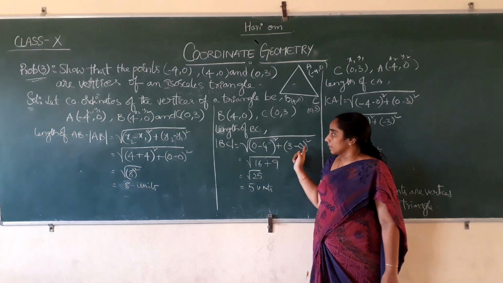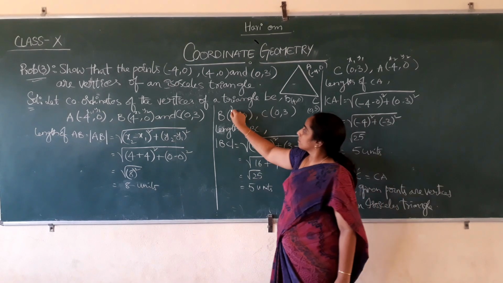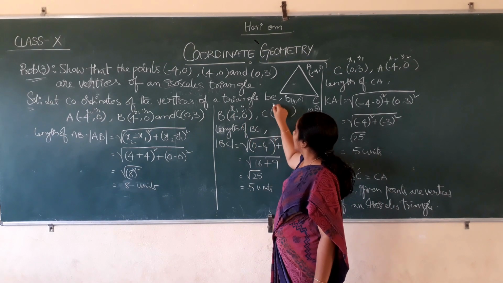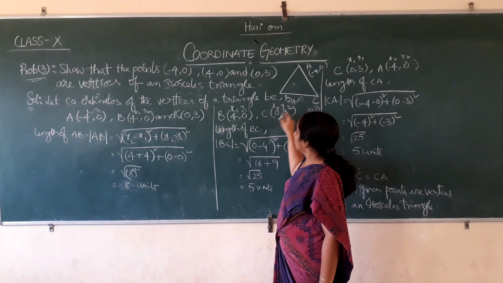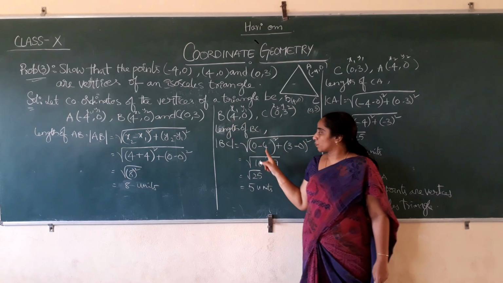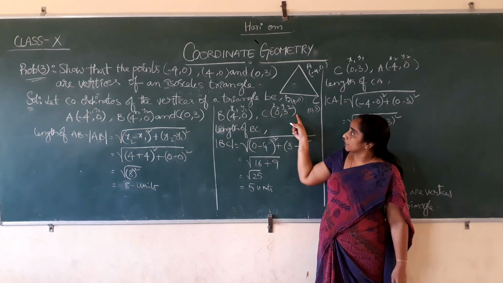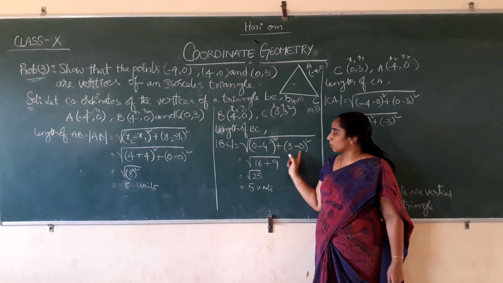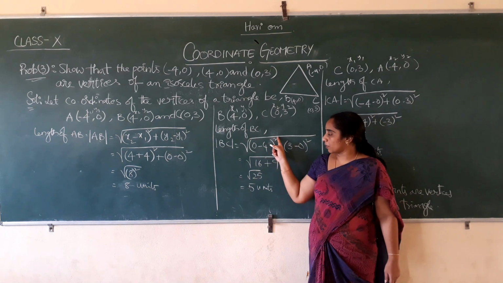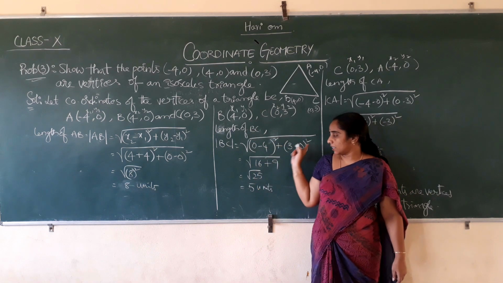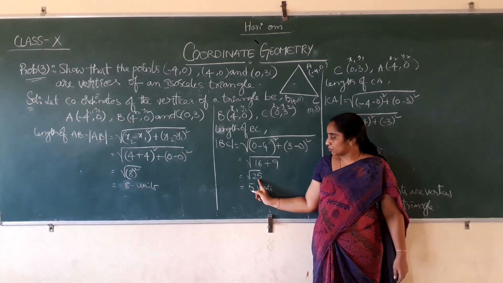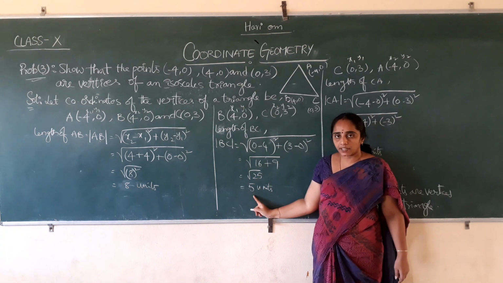Now coming to the next side, length of BC, here same, x2 minus x1 whole square plus y2 minus y1 whole square. In that x1, y1, x2, y2, 0 minus 4 whole square, 3 minus 0 whole square. It is minus 4 whole square 16, 3 square 9, root 25. You know it is 5.